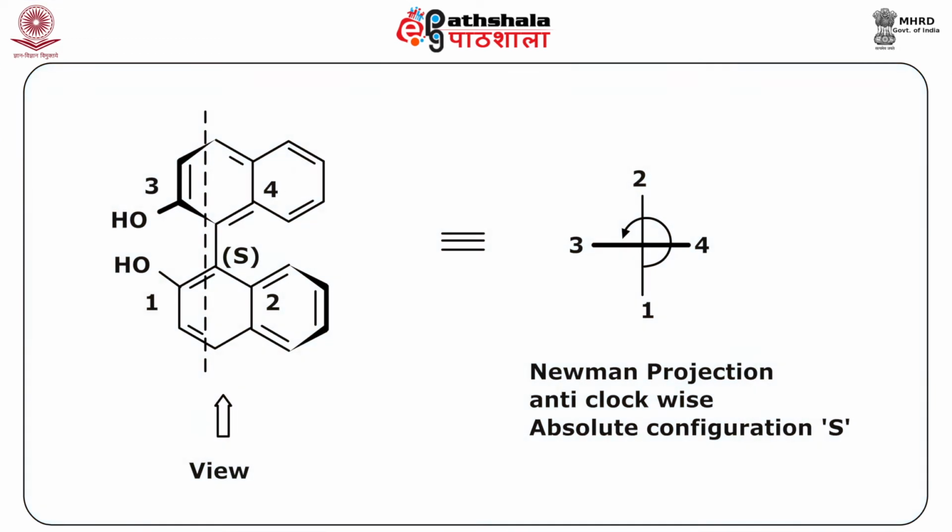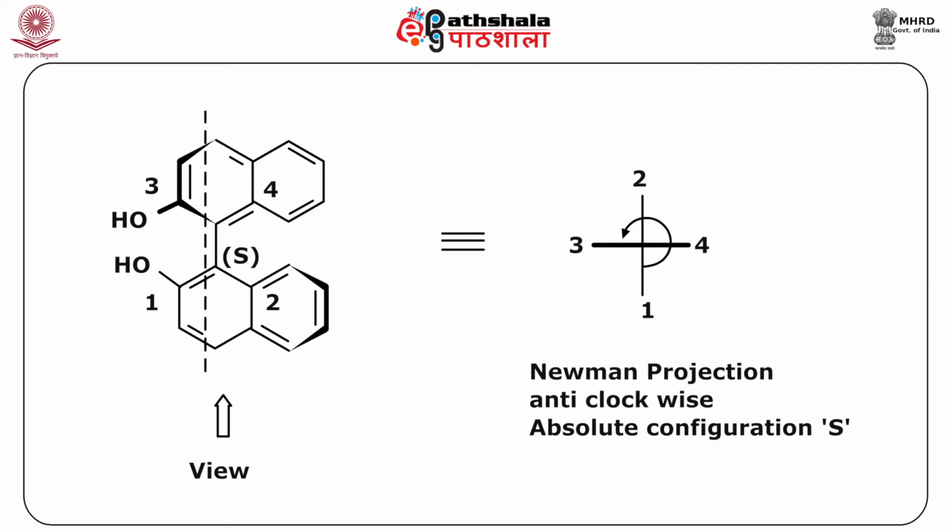Write 3 and 4 as they are on the horizontal line, as marked on the ortho carbons of the biaryl. If CIP 1, 2, 3 rotates in the clockwise direction, then it will be R. If it is anti-clockwise, then it will be S configuration. So if you see this molecule now, and if you put the bold line as the vertical, and you put 1 and 2 and 3 and 4 according to the CIP rules, then we see the absolute configuration is S.